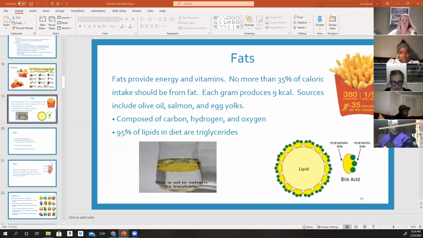Fat. Our fats provide energy and vitamins. Fat should not be any more than 35% of our daily caloric intake. Each gram of fat produces 9 kcal. Sources include, these are good sources, olive oil, salmon, and egg yolks. It is composed of carbon, hydrogen, and oxygen. And then 95% of lipids in our diet are triglycerides.